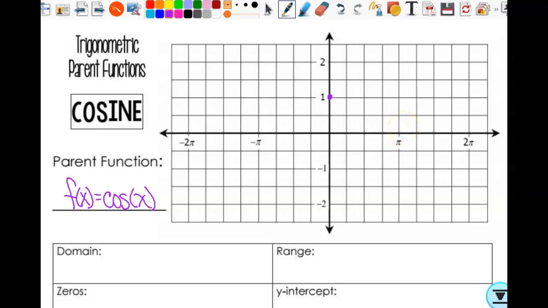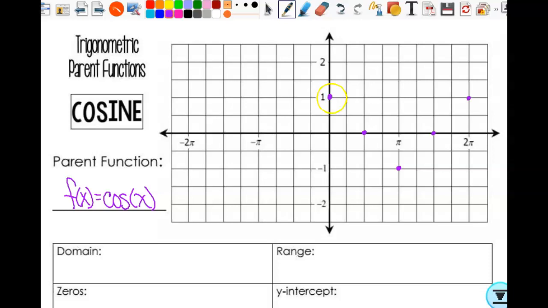So cosine of pi is -1. Halfway between 0 and pi is pi halves. What's the cosine of pi halves? 0. What's the cosine of 2 pi? 1. Halfway between pi and 2 pi is 3 pi halves. What's the cosine of 3 pi halves? 0. Okay. So understanding what the curve looks like, do we really need to plot any more points?